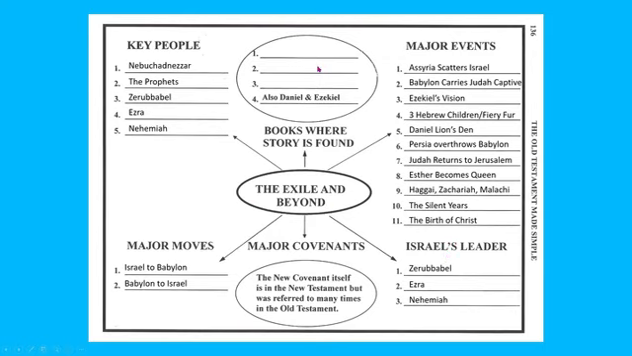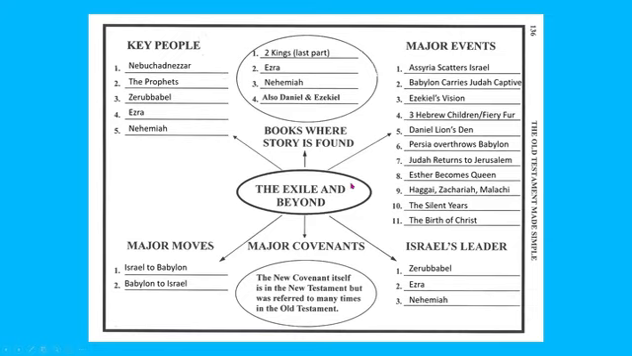Now, what books do we find this information in? Second Kings, the last part, we pick up part of the story. Then we have Ezra, as we have the stories of Zerubbabel and the story of Ezra. And then we have Nehemiah, the story of rebuilding the walls of Jerusalem. And we'll also find some information in Daniel and in the book of Ezekiel.